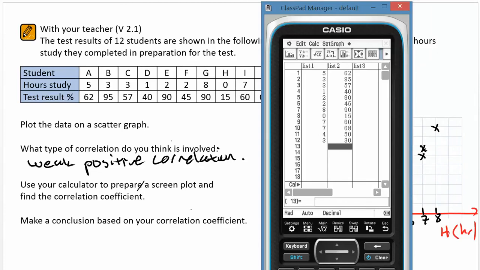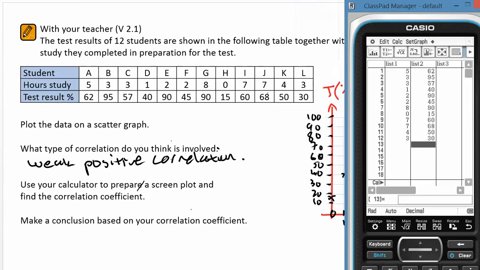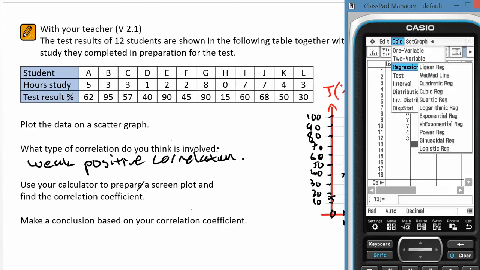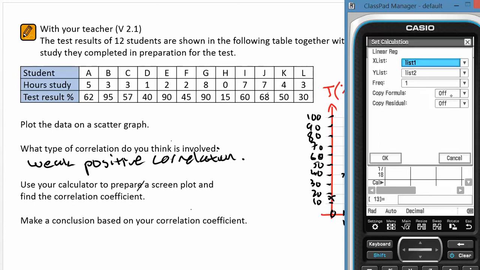So, entering the values as ordered pairs, 562, 395, through to 330, we can then run the linear regression. So, calc, regression, linear regression. I like copying the formula. Later on we'll find out what the residual is about.